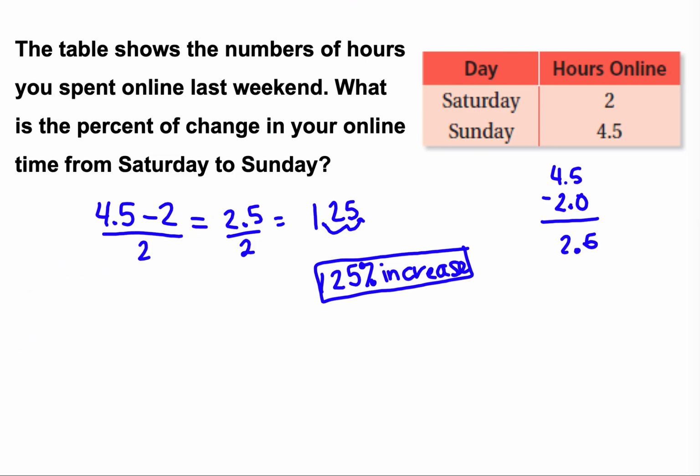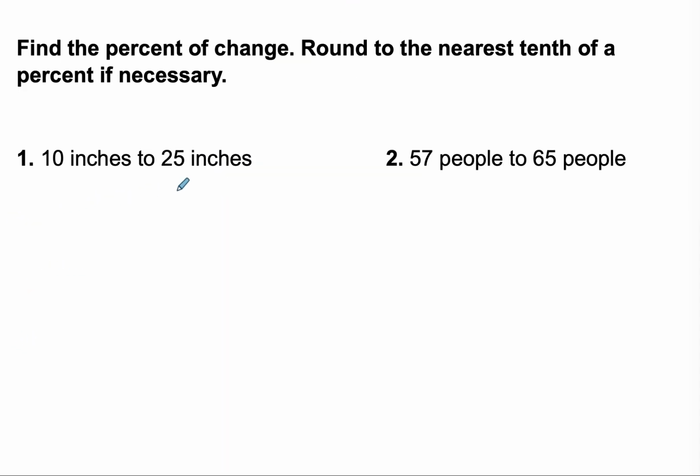All right, let's go ahead and take a look at 2 more problems. Find the percent of change, round to the nearest tenth of a percent if necessary. All right, 10 inches to 25 inches. We're going to subtract our numbers. 25 comes first. It is the one with the greater absolute value. 25 minus 10, and then we divide by the original. The original number is the first one.